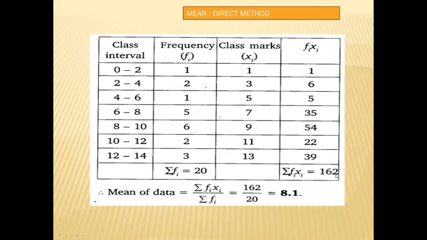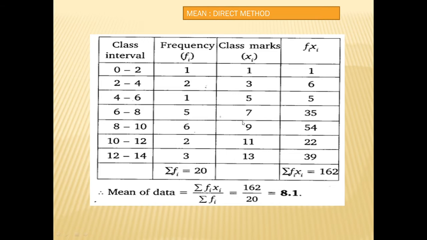Now this is sigma fi xi, and after that this is called sigma fi. Now the formula for the mean of the data is sigma fi xi by sigma fi. Sigma fi xi is here and sigma fi is here. So write these two and calculate, you will get the mean. This is the direct method. The formula is sigma fi xi by sigma fi.